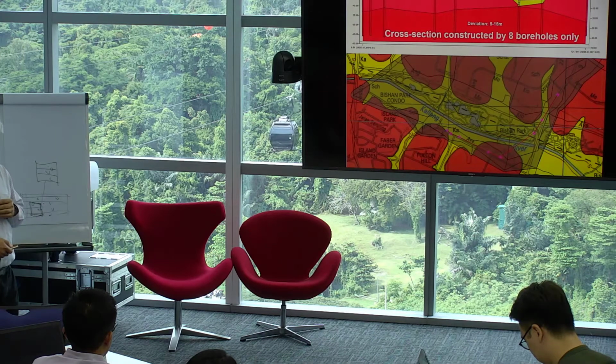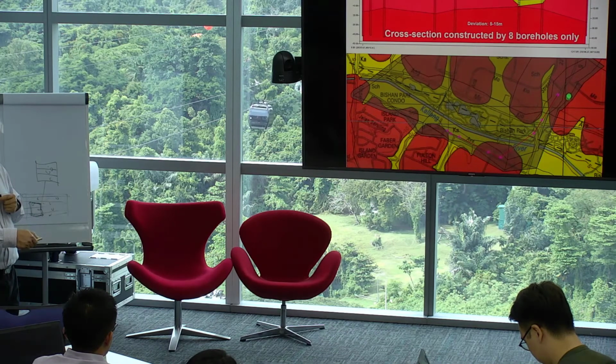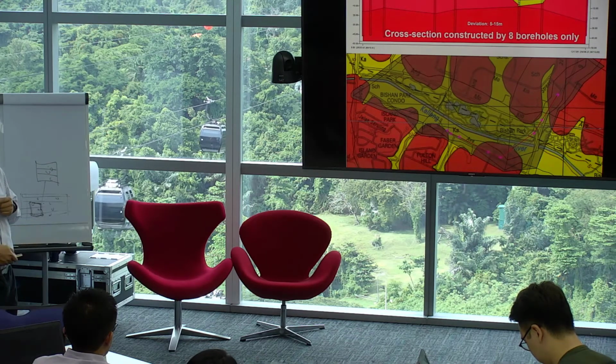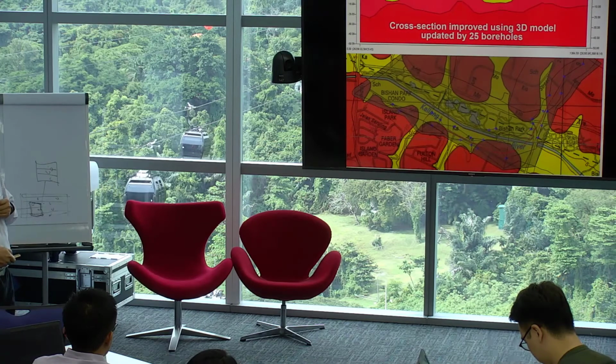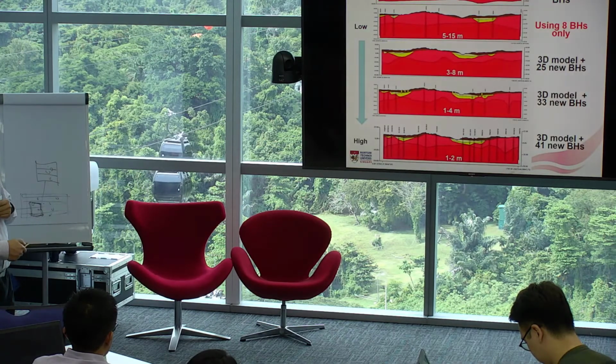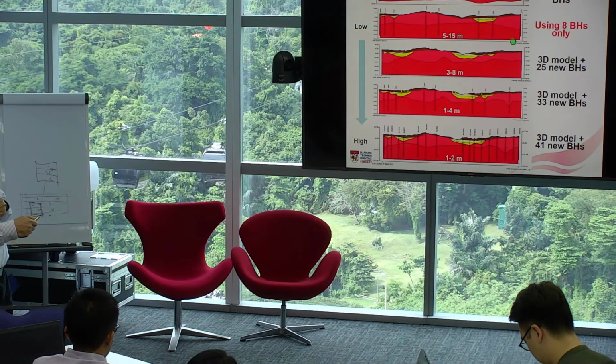Then subsequently, we were given some borehole data taken by LTA, but unfortunately, there are only 8 boreholes along this alignment. If we make use of the 8 boreholes, of course, we can construct a cross-section. That cross-section will look like this.